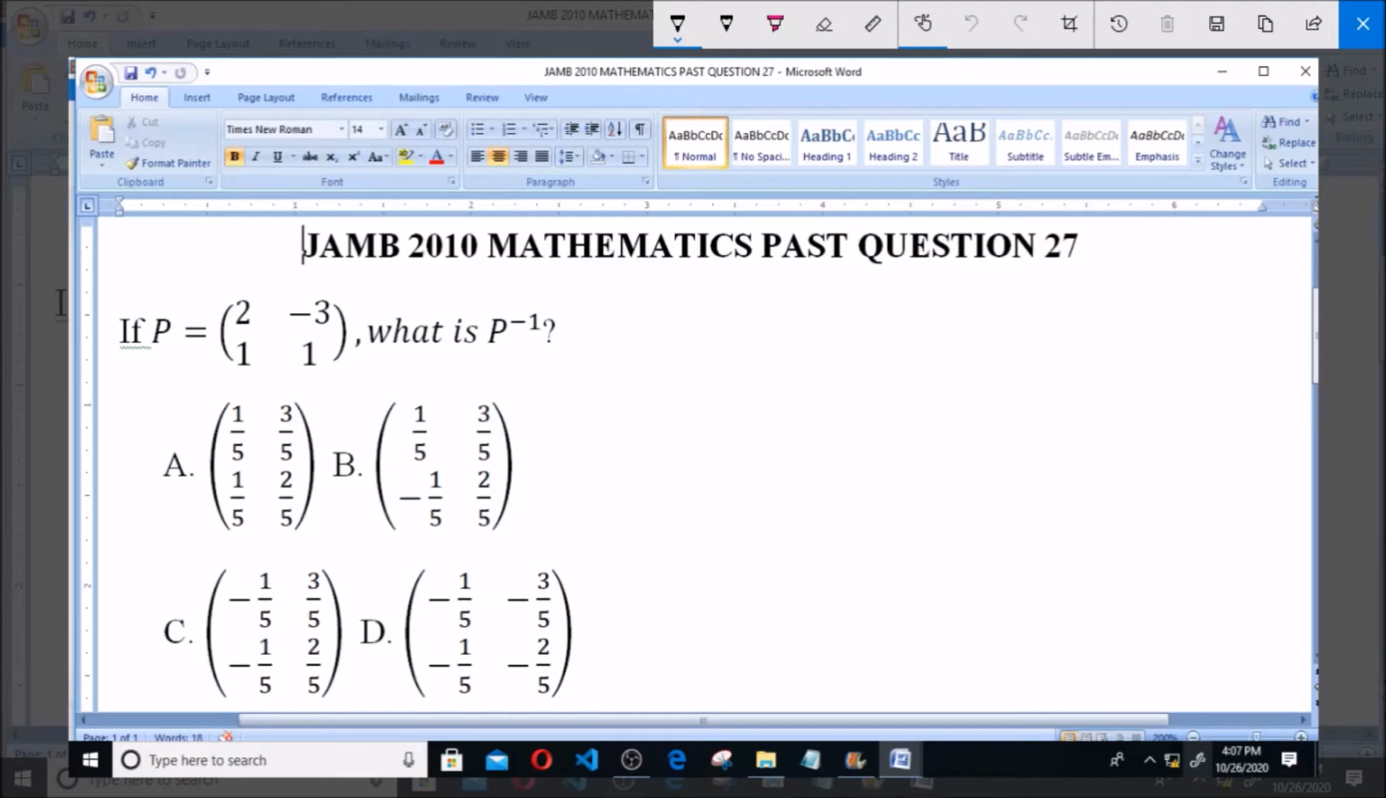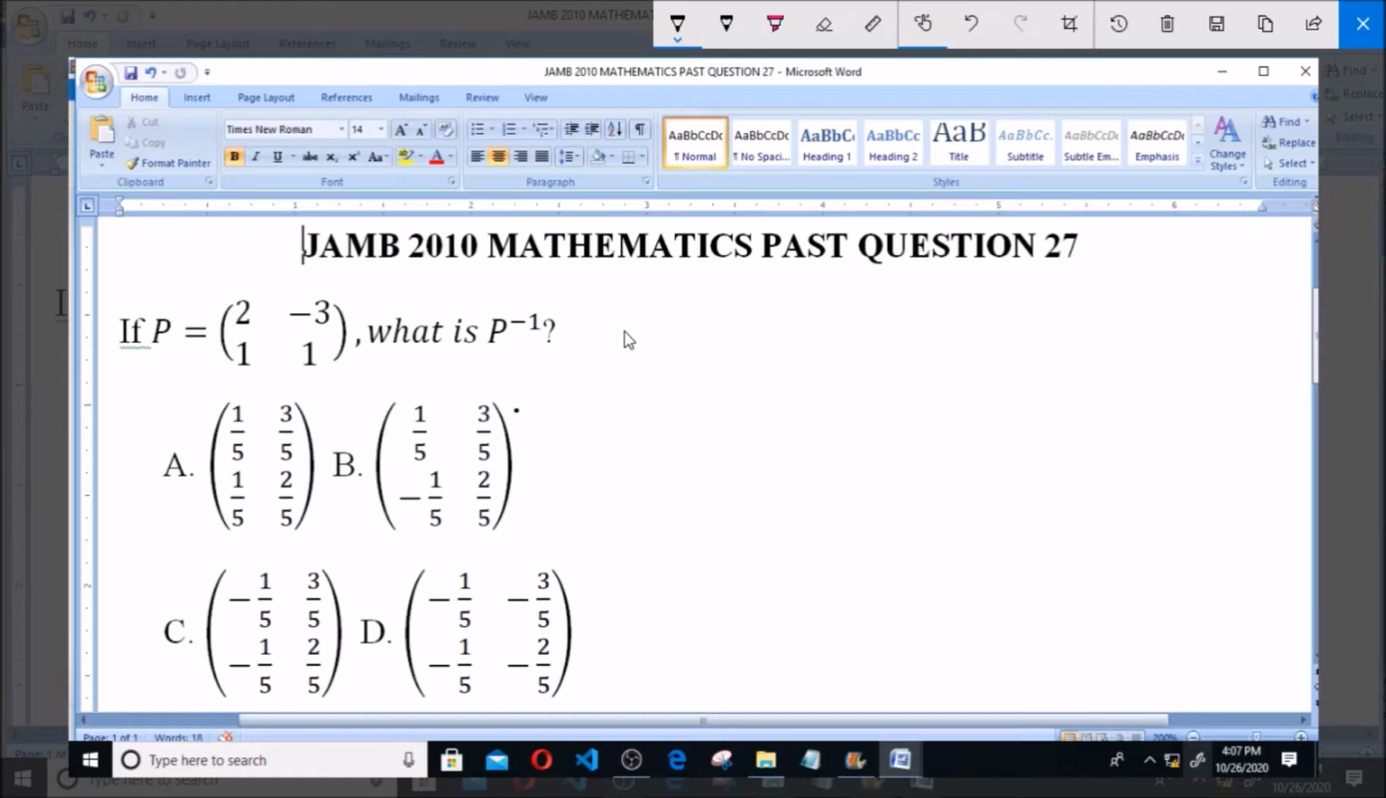Now the options are given to us. A: 1 over 5, 3 over 5, 1 over 5, 2 over 5. B: 1 over 5, minus 1 over 5, 3 over 5, 2 over 5. C: minus 1 over 5, minus 1 over 5, 3 over 5, 2 over 5, and D: minus 1 over 5, minus 1 over 5, minus 3 over 5, and minus 2 over 5.